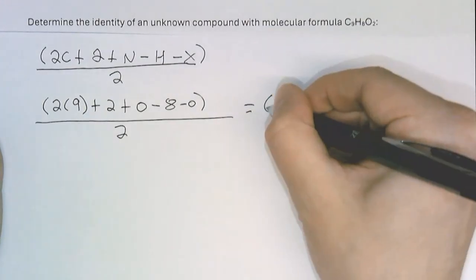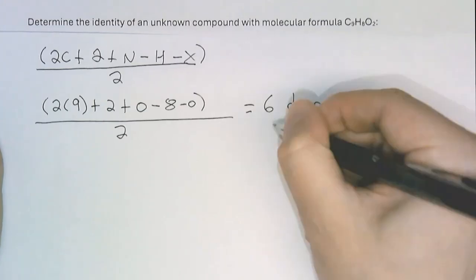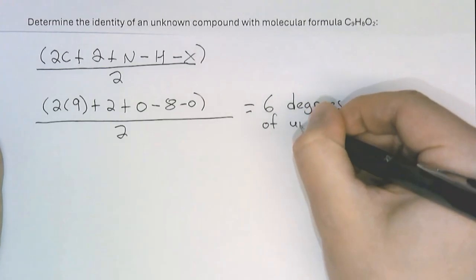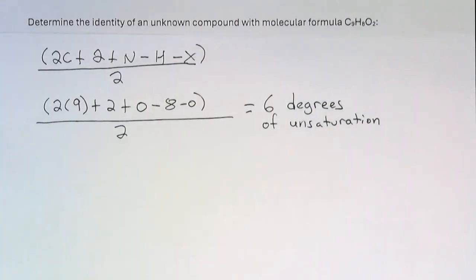So when we do the math here, we end up with 6 degrees of unsaturation. Having 4 or more degrees of unsaturation is often a sign that there's an aromatic ring present. In this case, having 6 tells us that there is likely an aromatic ring and 2 additional pi bonds or rings. This will help us in deciding on the structure of the unknown.